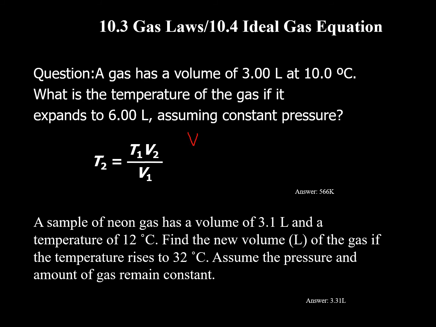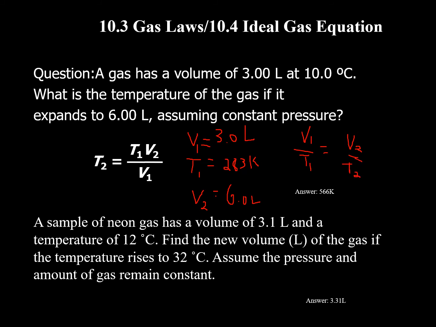So V1 will equal 3 liters. T1 is 10 degrees plus 273 equals 283 Kelvin. Remember, the third one is V2 equals 6 liters. So I'll just show you V1 divided by T1 equals V2 divided by T2.